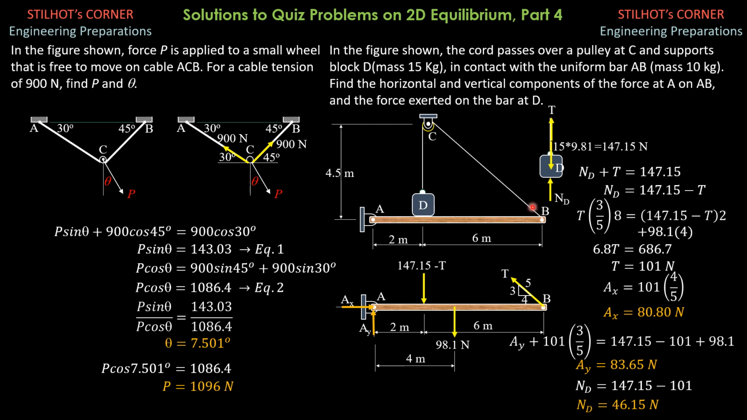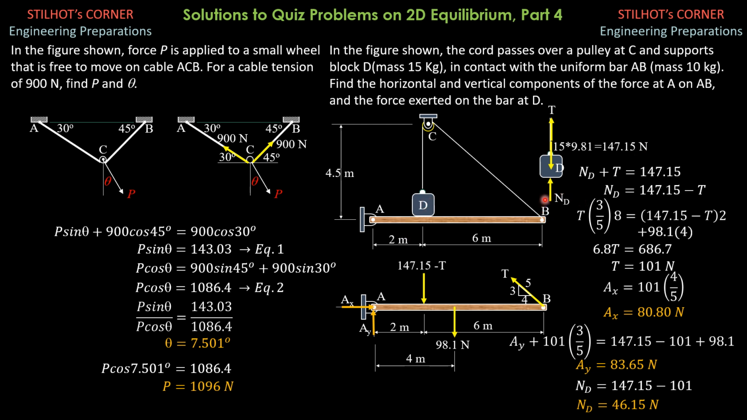So we will denote the tension in the cable here as T. Again, the tension on the sides is the same. So that is T, that is also T. So meaning if we cut that part, this is now the free body diagram. So we have T here, and let's draw the free body diagram of this block. So we have here the tension T, the weight of the block, 15 times 9.81, so we have 147.15 newtons, and the contact reaction between this block D and the bar.